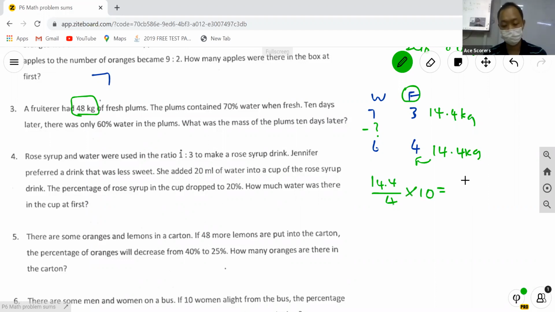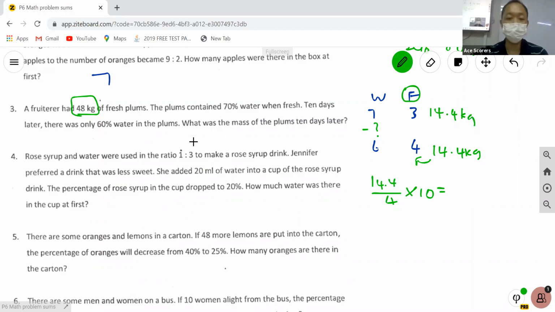Which will give us 4 times 10, 36. Oh man, okay, the answer is 36.